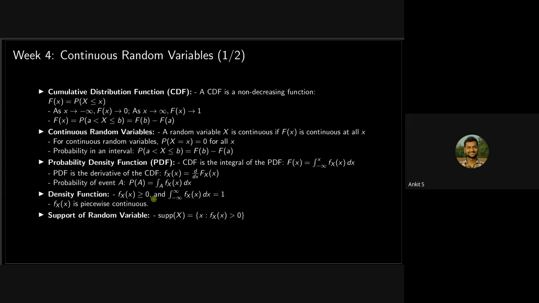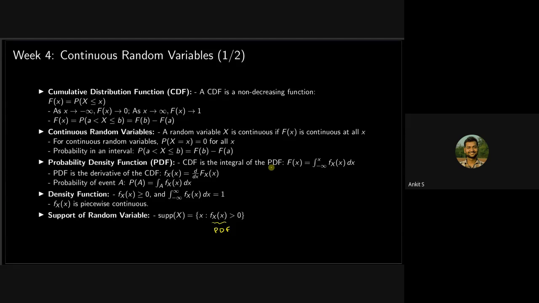Okay, so we have some properties of the probability density function. First of all, it is always greater than or equal to 0. Okay, when you integrate it over the full range of all the possible values that it can take, it will add up to 1. And what is the support of a random variable? It is all of the possible values where the probability density function, this is PDF, is greater than 0. So that area is called the support of X.